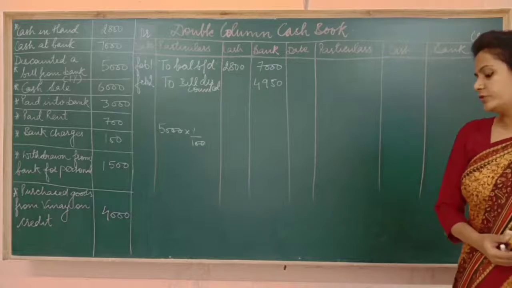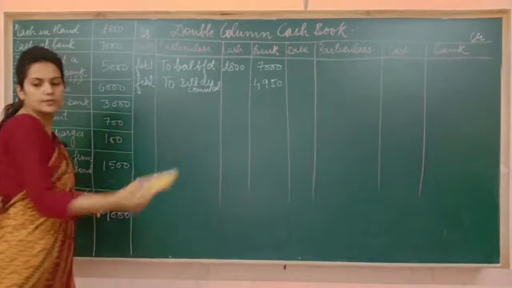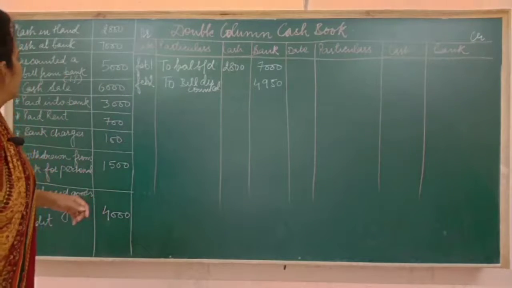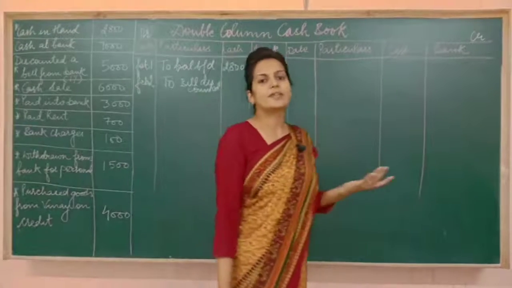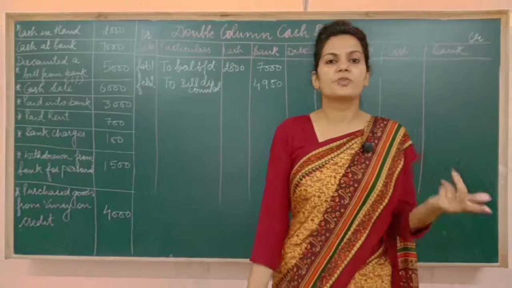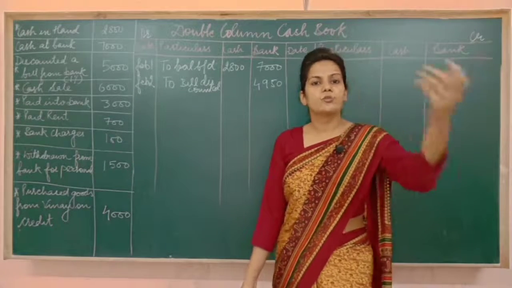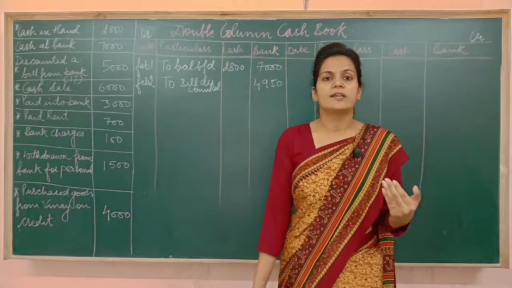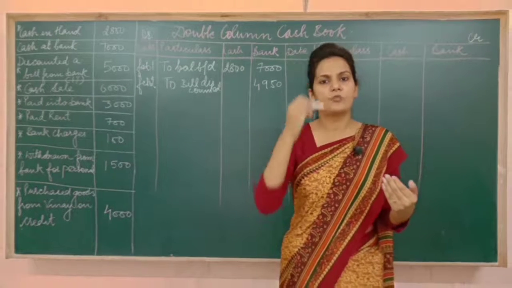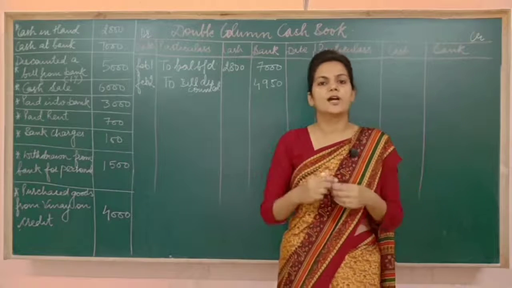Okay. Now move to the next transaction. The next transaction is, read the third one, cash sales. Cash sales doesn't mean that you are selling cash. Please don't get confused. Cash sales means you have sold the goods and you are getting cash in return. So what will be the journal entry? The entry becomes cash account debited to sales account. Cash comes in, goods goes out.